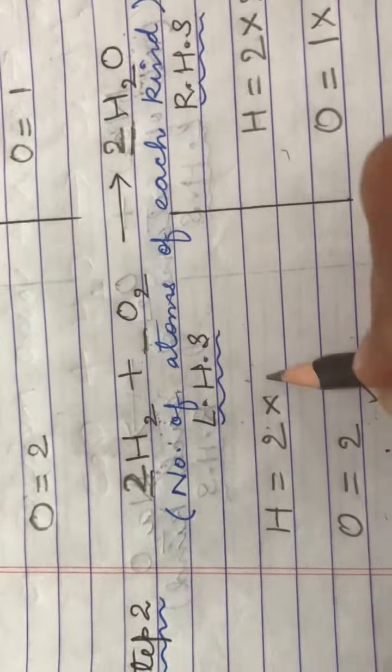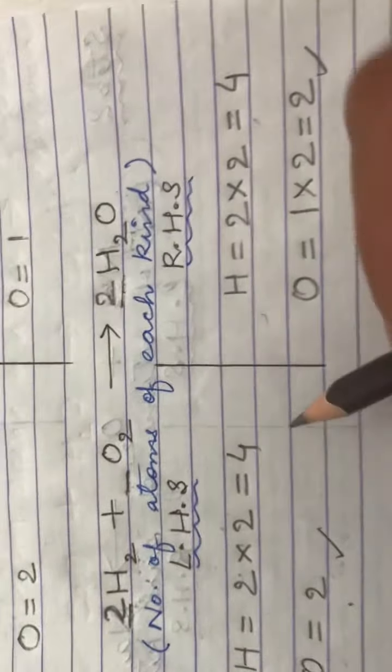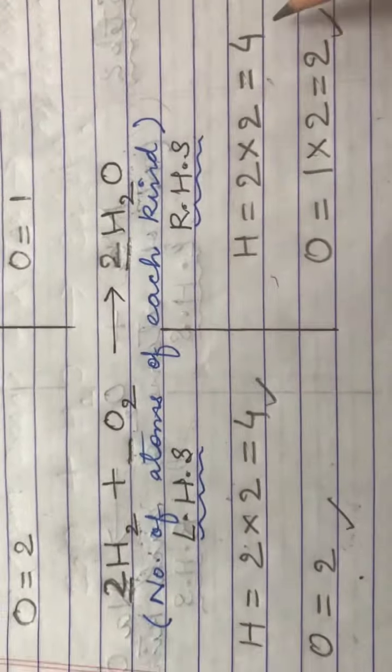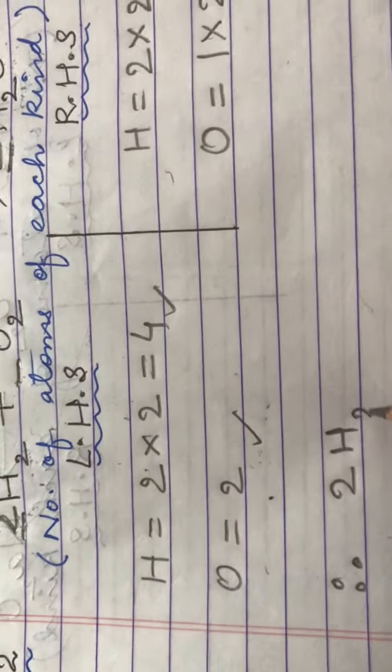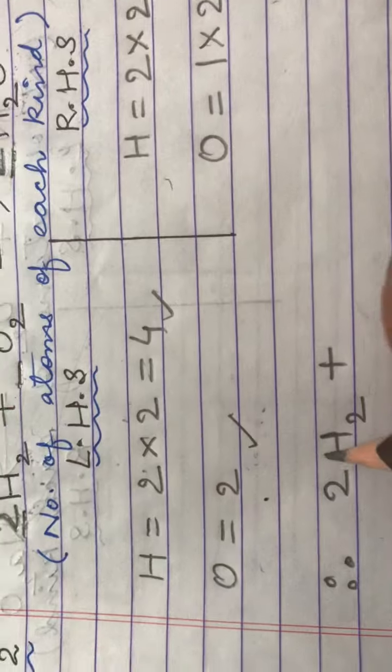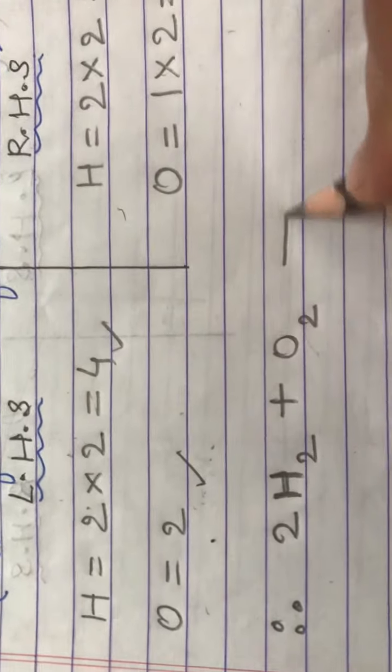So 2 into 2, that makes the number 4. So from this, we clearly come to know that both the hydrogen atoms have also become equal. Oxygen was already equal. So therefore, in the final result, you must always mention the properly balanced equation again for more clarity.